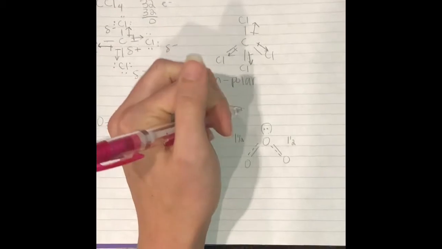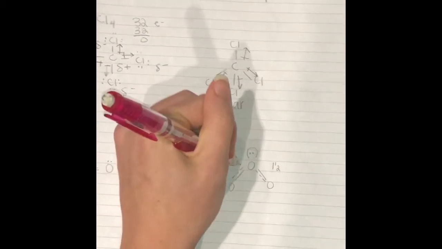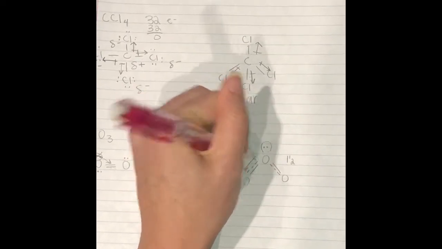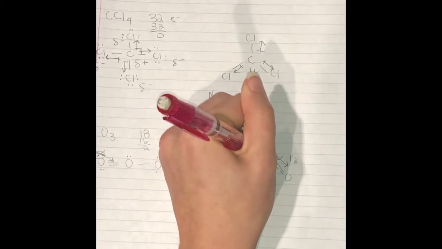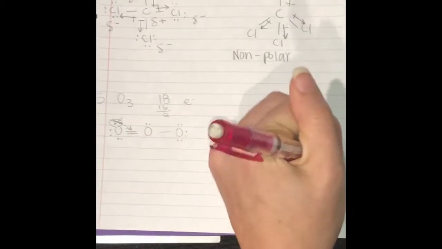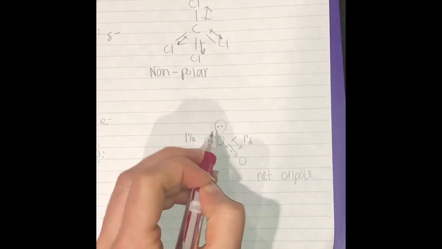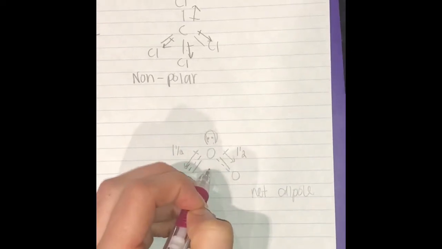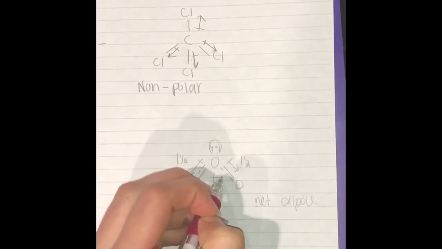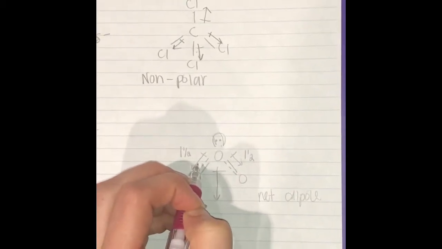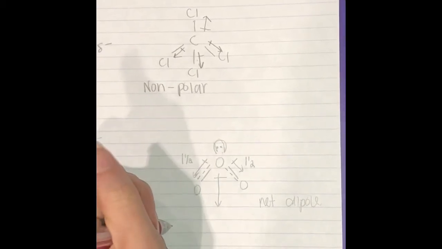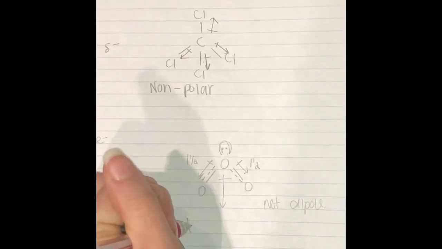And the arrows, the dipoles, are going to move towards the oxygen, and it's going to create a net dipole because all 3 cannot cancel because of this non-bonding pair, and the net dipole is going to go down. And because the bond dipoles cannot cancel, this is going to be a polar molecule.